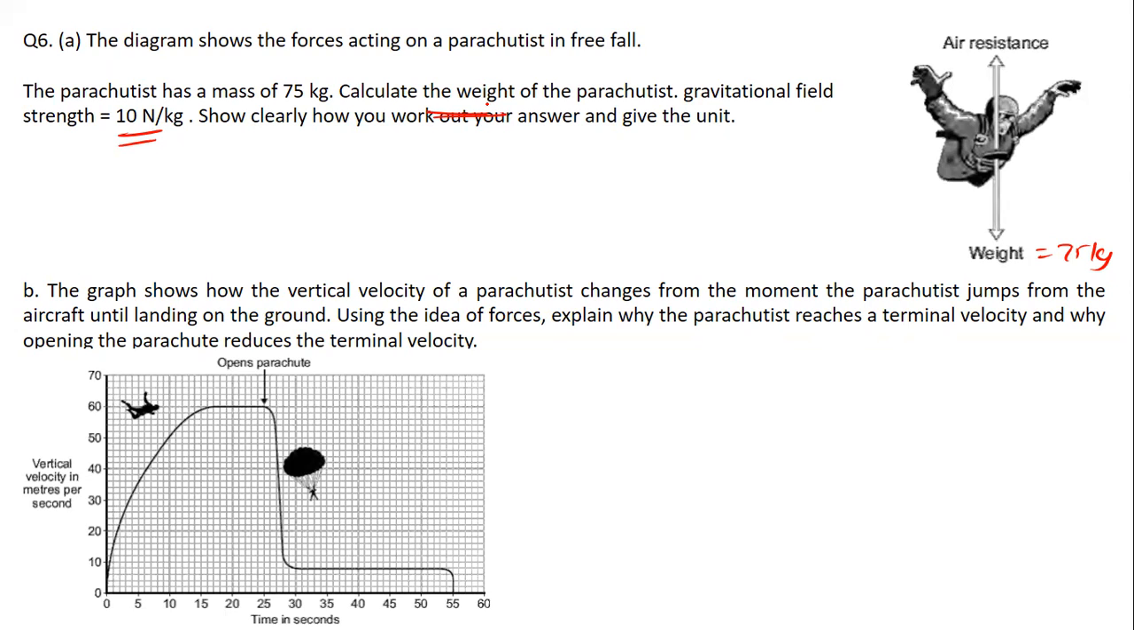It'll be 75 into 10, which should be 750 newtons. Okay. The graph shows how the vertical velocity of a parachutist changes from the moment the parachutist jumps from the aircraft until landing on the ground.